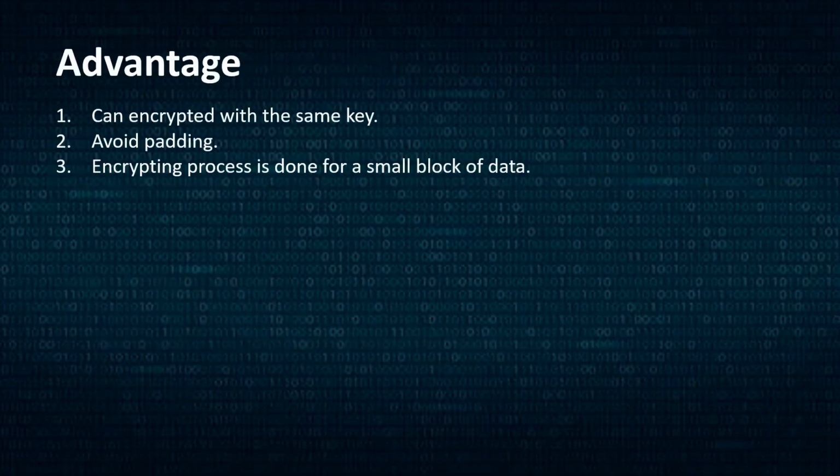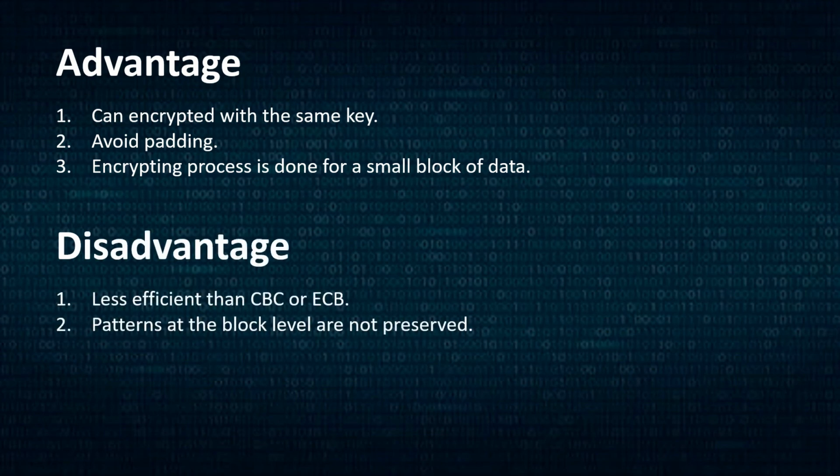Lastly, I listed some of the advantages and disadvantages of Cipher Feedback Mode. For the advantages, we can encrypt with the same key, which I explained in previous slides. Besides, we can also avoid padding since the last block of the plaintext does not need to be exactly s bits. We can also encrypt a small block of data. This will make the encryption process faster.